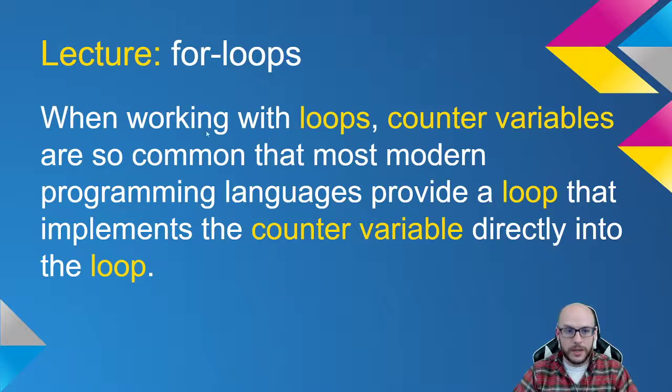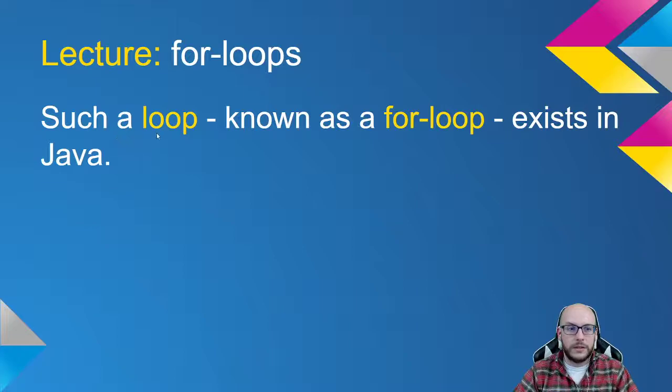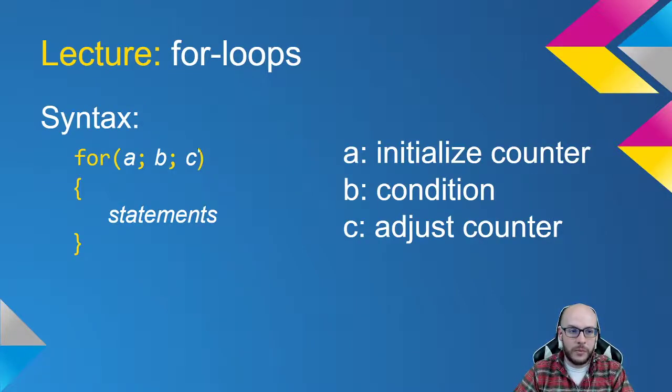When working with loops, counter variables are so common that most modern day programming languages provide a loop that implements the counter variable directly into the loop. Such a loop, known as a for loop, exists in Java.